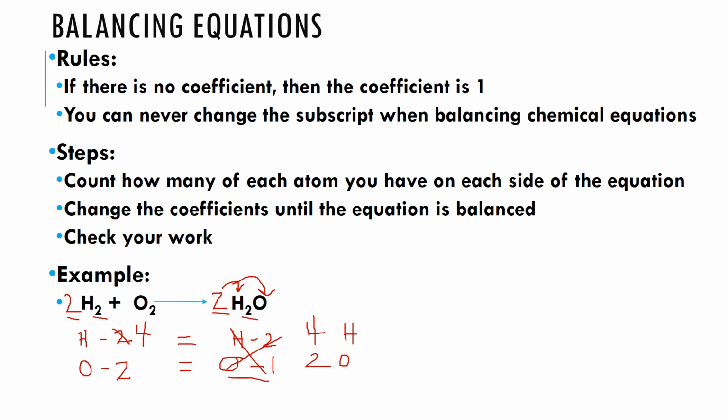Now you're going to practice these in class. The last step that I forgot to tell you: you always want to go back and check your work. And at first I want you to show your work like I did at the bottom. This is what we would call our work. Down here, this is work. But once you get good at these, the only thing you have to do is add the coefficient. So checking my work, 2 times 2, I've got 4 hydrogens, I've got 4 hydrogens, I've got 2 oxygens, I've got 2 oxygens. It's balanced.